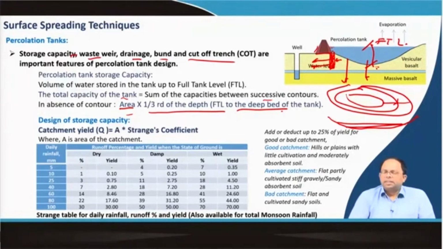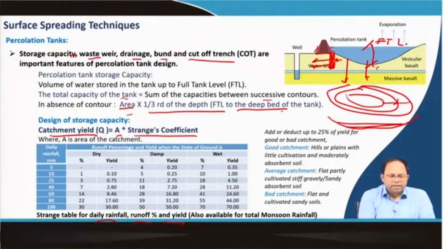So, to design a percolation tank, we already talked about the percolation capacity, but roughly we use it to determine the total yield of that particular catchment, that is, how much rainfall falls in that catchment. We can use the area of the catchment multiplied by Strange's coefficient, which is given in different forms, but in this particular table you can see we have daily rainfall, runoff percentage and eventual yield.